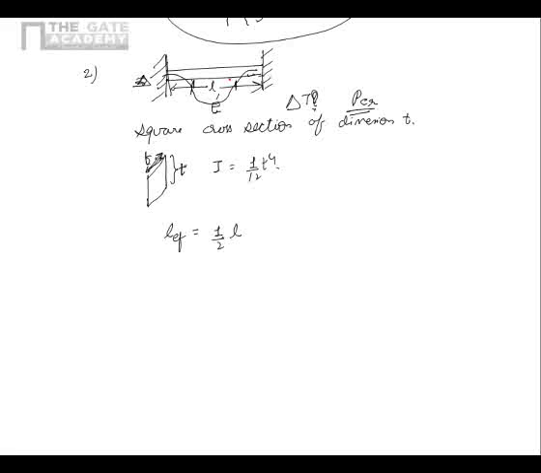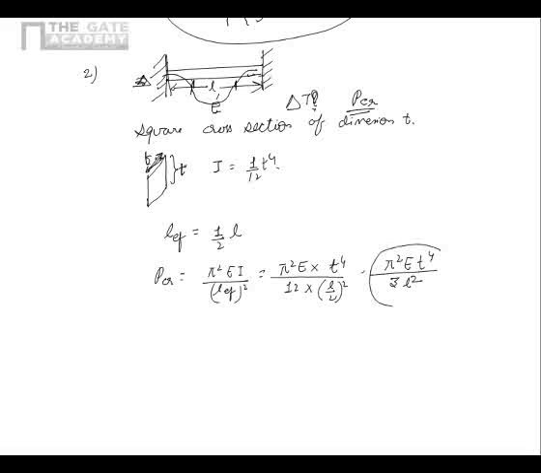Now for this case we know that P critical is pi square EI upon L effective square, which is nothing but pi square E into T to the power 4 upon 12 into L effective, which is (L by 2) square. So now if I solve this problem, I get pi square E T to the power 4 upon, this becomes L square by 4 and this is 12, so this is 3 L square. So this is the critical force for this bar.